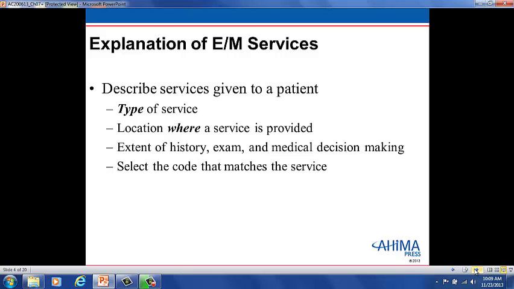So, as noted prior, the explanation of an E&M code describes the services given to a patient. So it's the type of service, where the service is provided, what's the extent of that history, exam, and medical decision making, and then you select the code that matches the service.